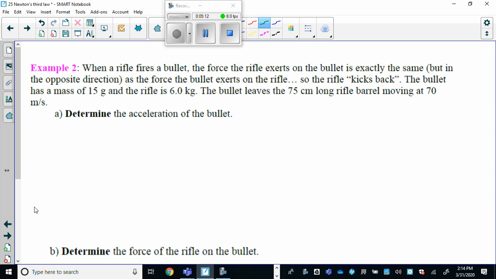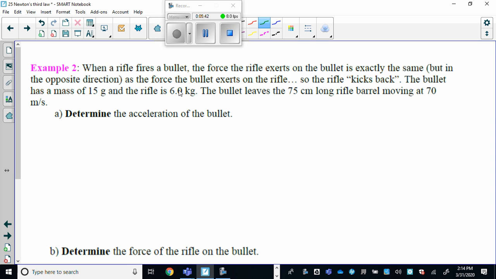What do we have here in this problem? We have the mass of the bullets, 15 grams. We have the mass of the rifle, 6 kilograms. So right there, you can tell what's going to happen. It's the rifle that's kicking back that has a mass of 6 kilograms. The bullet is going forward, has a mass of 15 grams. Obviously, one of them is going to have a huge acceleration, and the other is going to have a much smaller acceleration. The bullet is going to have a very big acceleration because it has a very small mass. The rifle is going to have a smaller acceleration because it has a big mass.